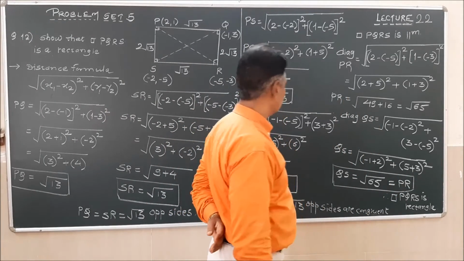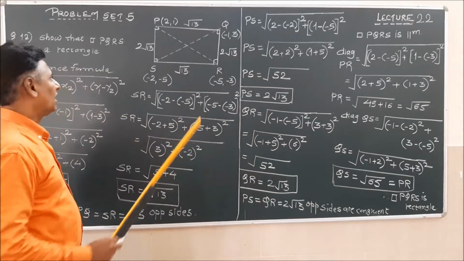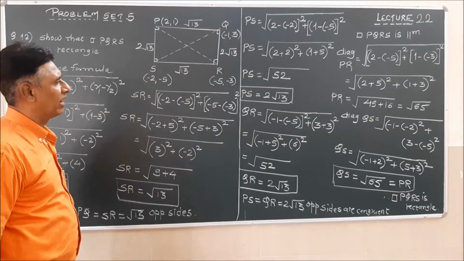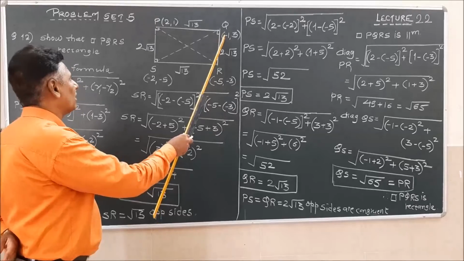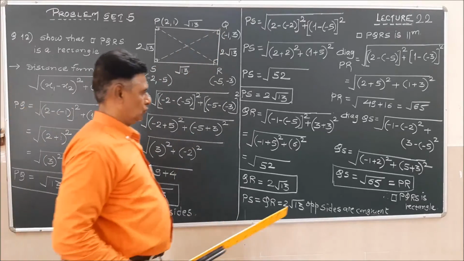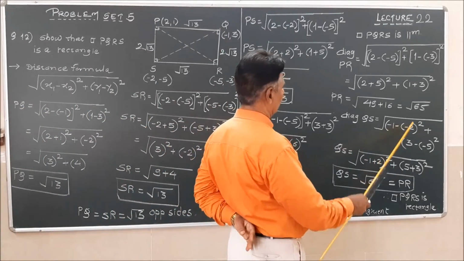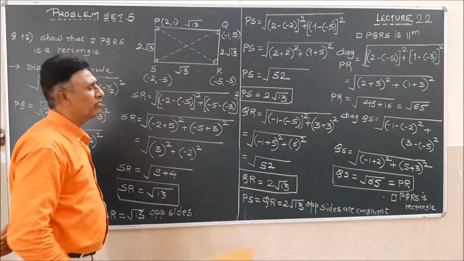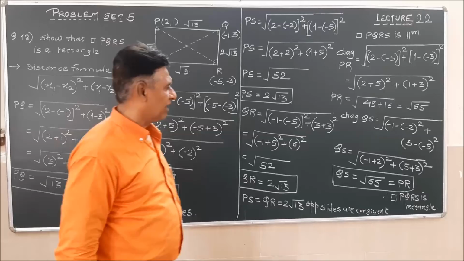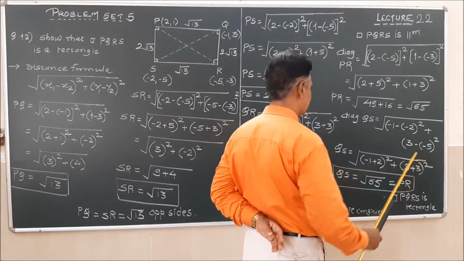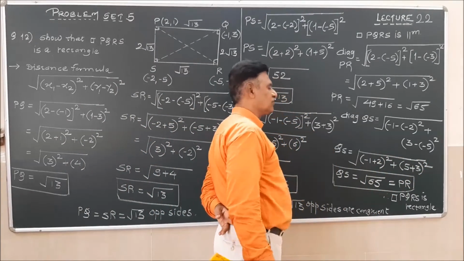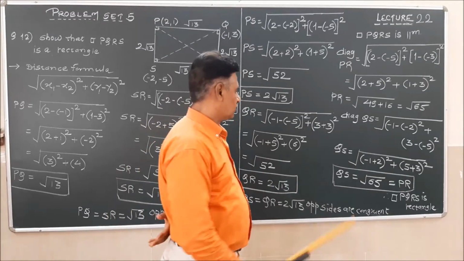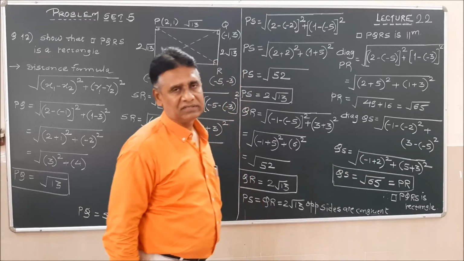Now the next one is diagonal QS. Diagonal QS you will find in the same way over here. (Minus 1, minus of minus 2) the whole square, plus (3 minus of minus 5). Now 3 plus 5 is 8, 8 square is 64. 2 minus 1 is obviously 1, 1 square is 1. So diagonal QS is root 65.